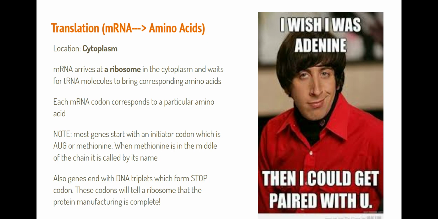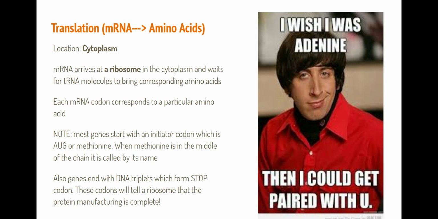Now, the interesting thing about RNA is that it starts with an initiator codon, usually AUG or methionine. If AUG is found in the middle of a long RNA strand, we call it by its regular name. But if you see it at the very beginning, we call that a start codon.